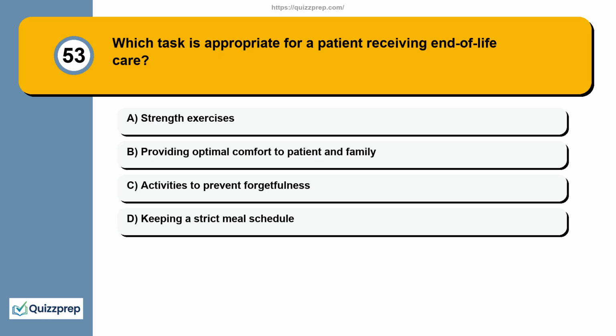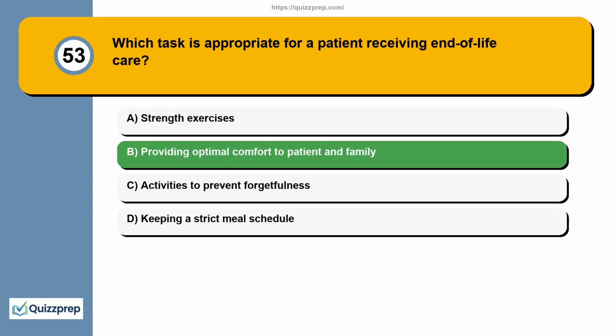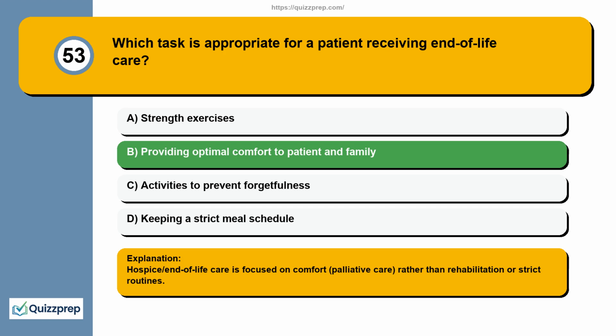Question 53. Which task is appropriate for a patient receiving end-of-life care? Strength exercises, providing optimal comfort to patient and family, activities to prevent forgetfulness, keeping a strict meal schedule. Hospice/end-of-life care is focused on comfort, palliative care, rather than rehabilitation or strict routines.